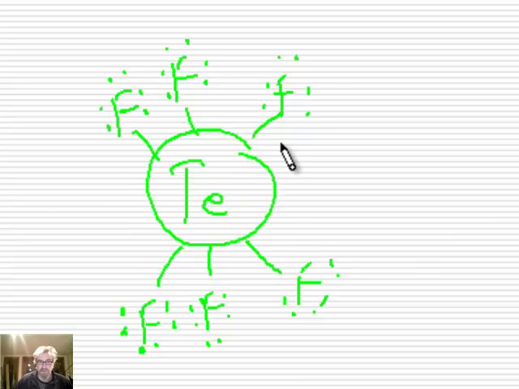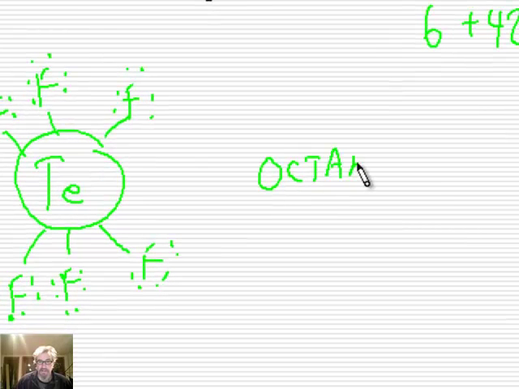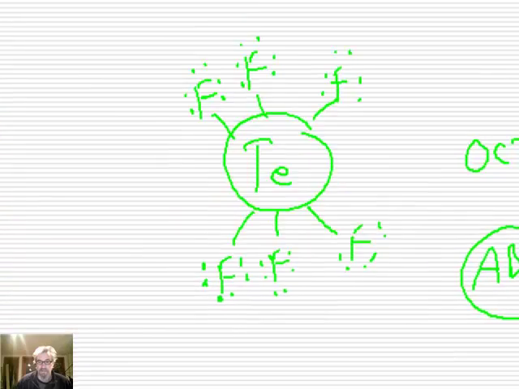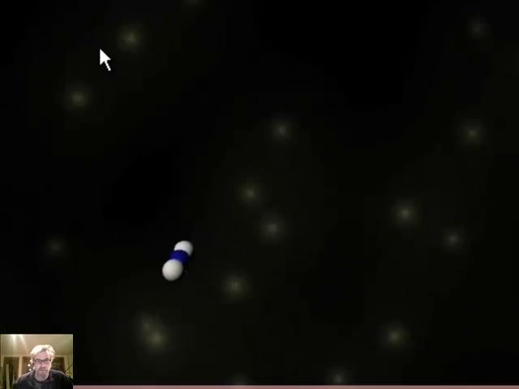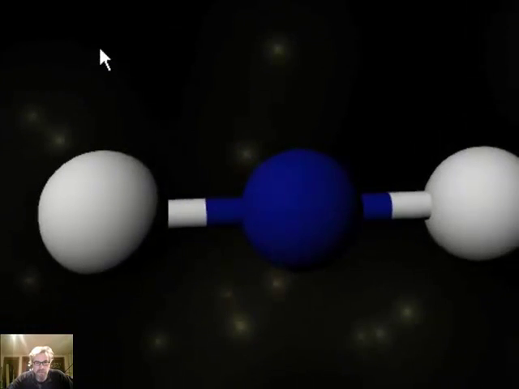Looking at the central tellurium, it's got 6 regions of electron density. They're all bonds, so this is an octahedral molecule. If you go by the code, this is an AB6, which should tell you octahedral. Let's take a look at this little movie. I'm going to have the shapes pop up here. See if you can identify them. Be a little way to review.